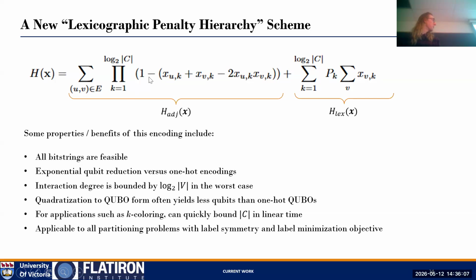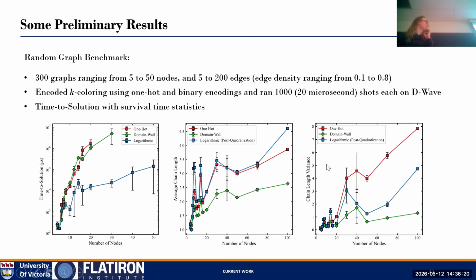And though I've been talking about graph coloring in particular, the method is applicable to all partitioning problems, satisfying the conditions I outlined before, label symmetry and label minimization objectives. We carried out a quantum annealing benchmark of this as well, over 300 graphs from 5 to 50 nodes, 5 to 200 edges.